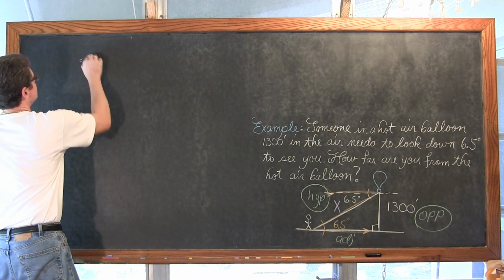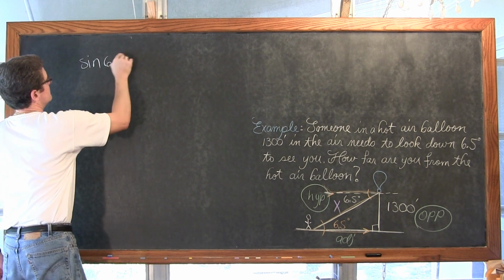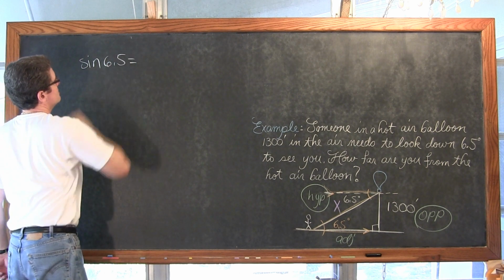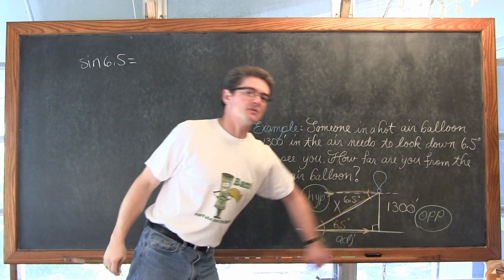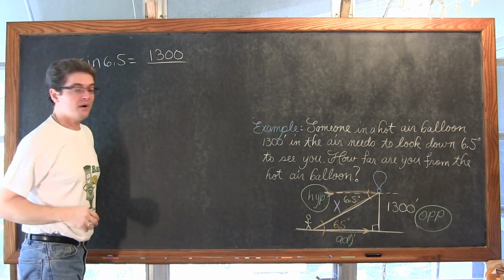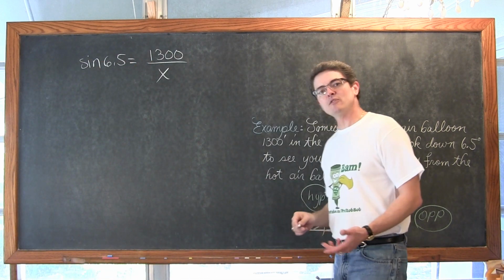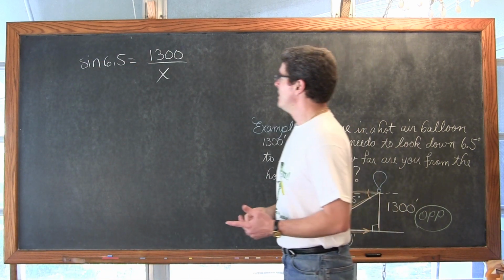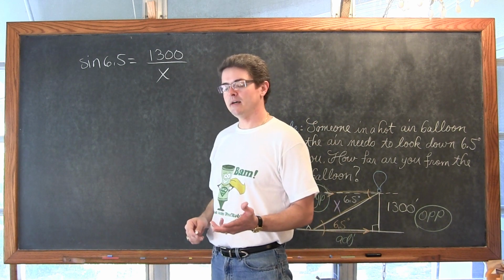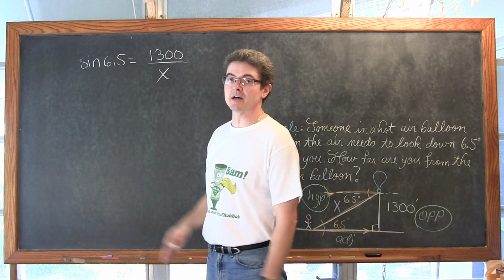So the sine of our angle measure, which is 6.5 degrees, is equal to the opposite side of 1300 over a hypotenuse of x. Again, you cannot solve for a variable that's in the denominator. I prefer to just multiply both sides by x.